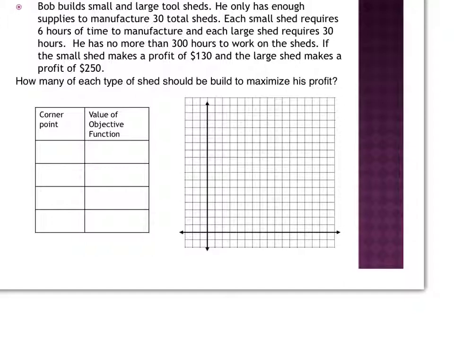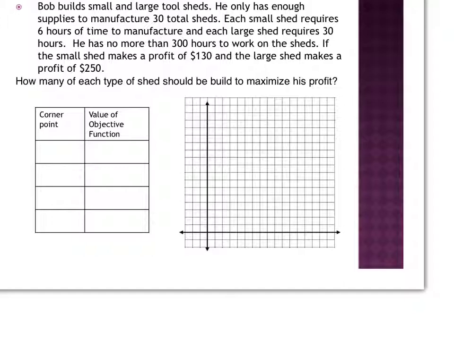Well, he only has enough supplies to manufacture 30 total sheds. And the small sheds require 6 hours of his time to manufacture, and the large sheds require 30 hours. Woo! That's 5 times as much. You see that quick math there? 6 times 5 is 30. Oh yeah, gotta love doing math. I do math even when I don't need to do math.